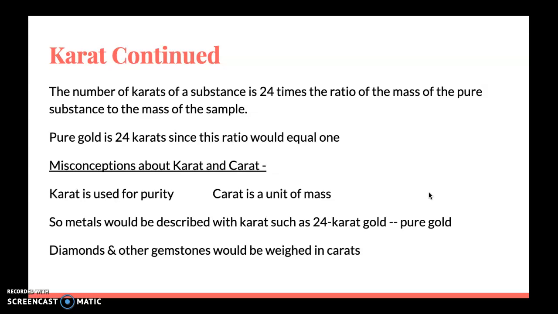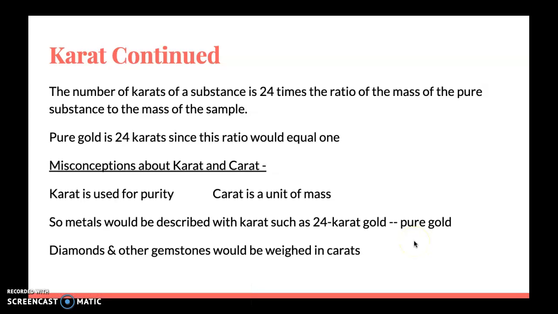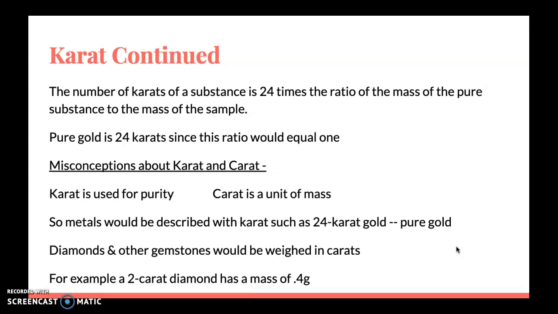And diamonds and other gemstones would be weighed in carats. So if they say that lady has a 3 carat diamond ring, that means she has a massive diamond. So you better be checking it out. Just kidding. Oh, I guess I put it down in here. So for example, a 2 carat diamond would have a mass of 0.4 grams. So you kind of get an idea of what it weighs.